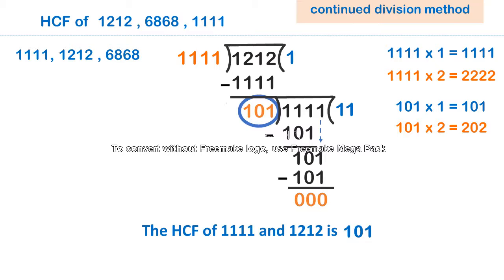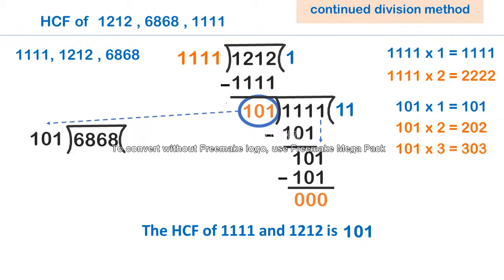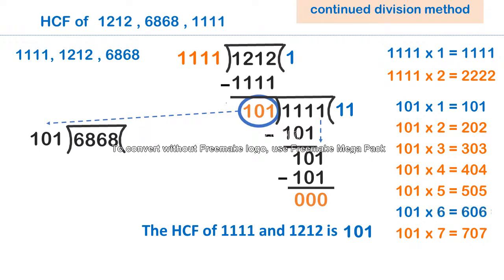But what about 6868? Now take 6868 and 101, which was the SCF of 1111 and 1212. So we find the SCF of 101 and 6868. Divide 6868 by 101. First we take the 3-digit number because 686 is bigger than 101 and divide. How many times does 101 go into 686? 6 times, because 101 times 6 is 606. So write 606 below 686 and subtract. We get the remainder 80.